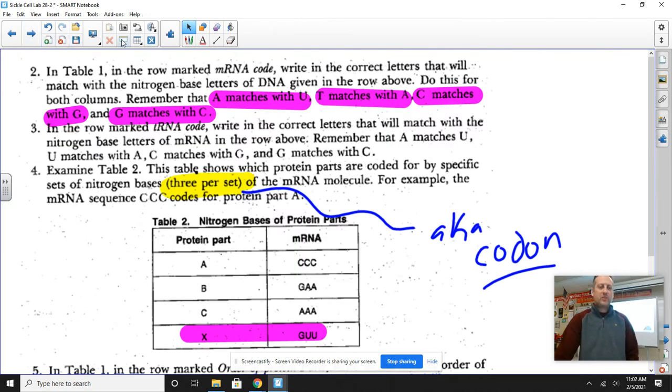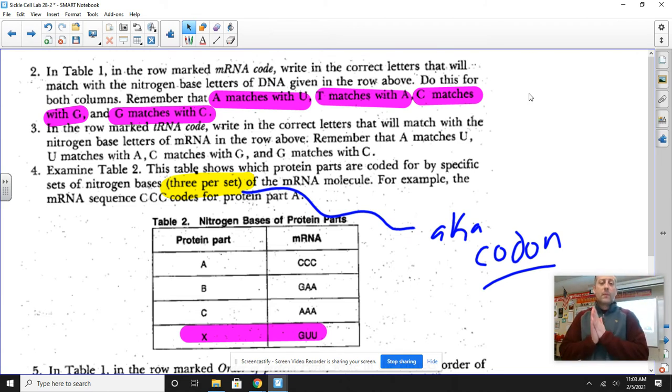So in procedure number 2, it says in table 1, in the row marked mRNA code, write in the correct letters that will match with the nitrogen-based letters of the DNA. Remember, in the DNA, apple always went with tree, car went with garage. Remember, they always matched up with the same letter. Apple and tree, car and garage. They stood for the names adenine, thymine, cytosine, and guanine, but we always remembered that mnemonic device: apple, tree, car, garage.